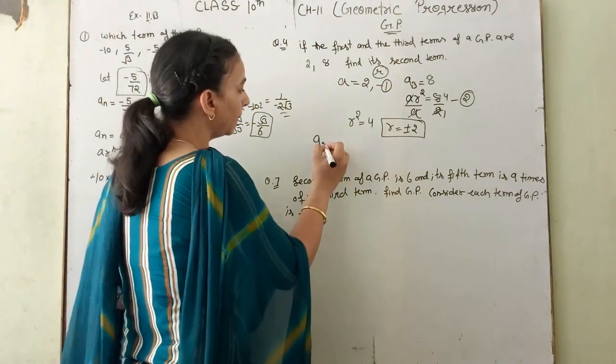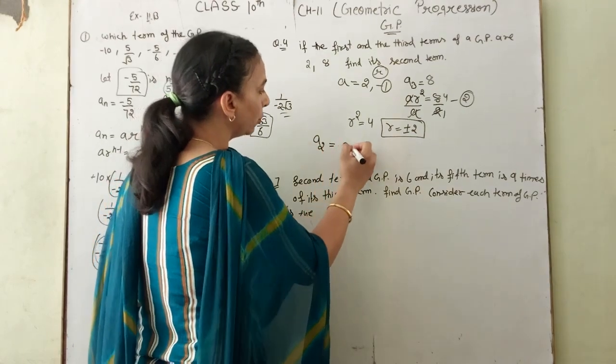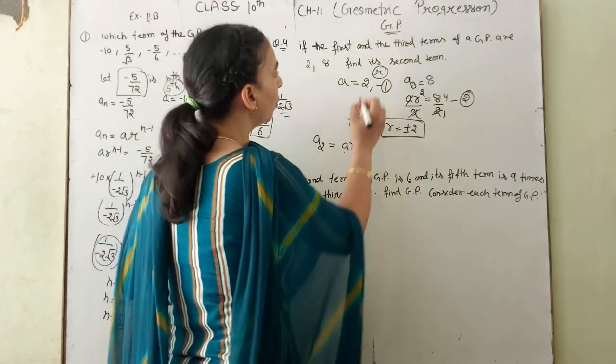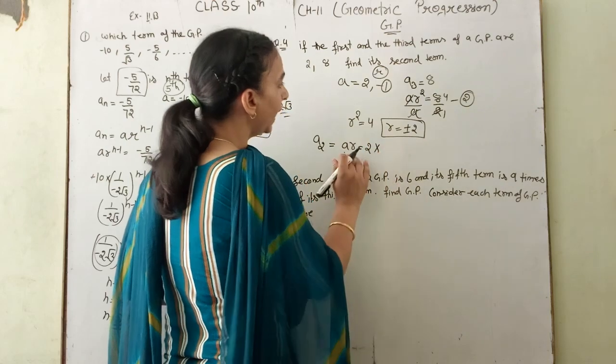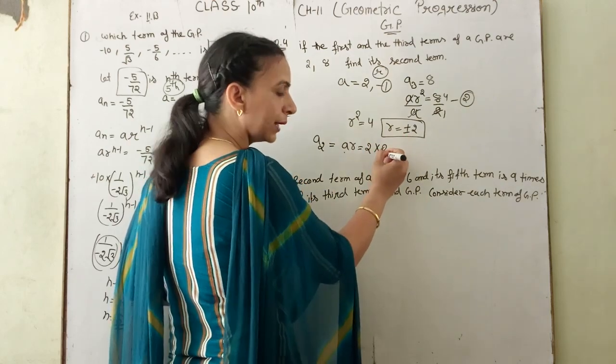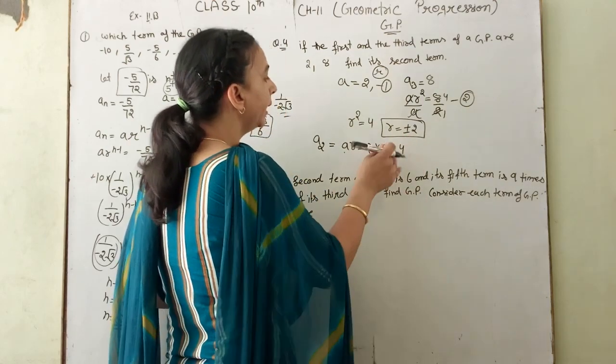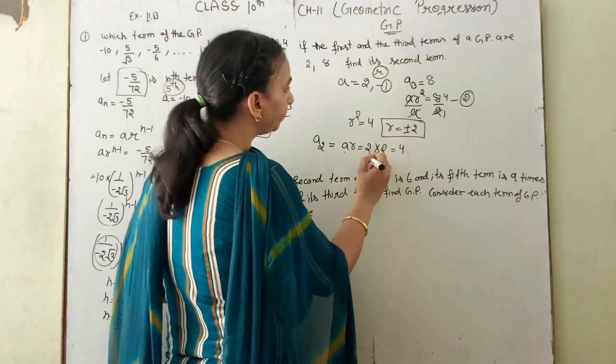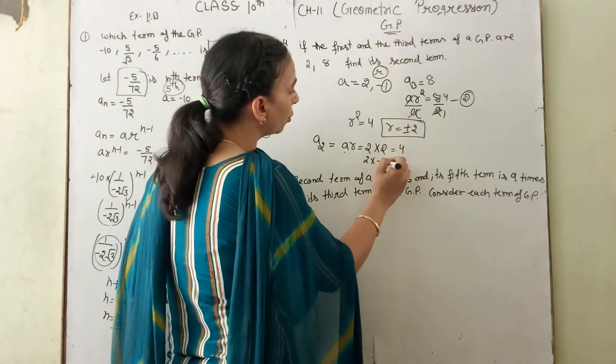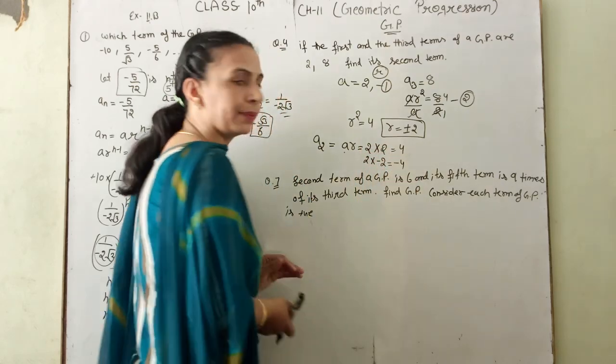The second term of the GP, A2, equals ar. In place of a we write 2 and in place of r we write 2, then this equals 4. If we write 2 into minus 2, then this equals minus 4. Okay.